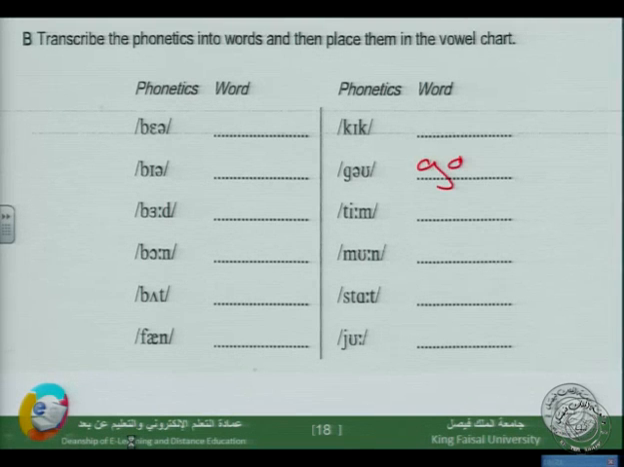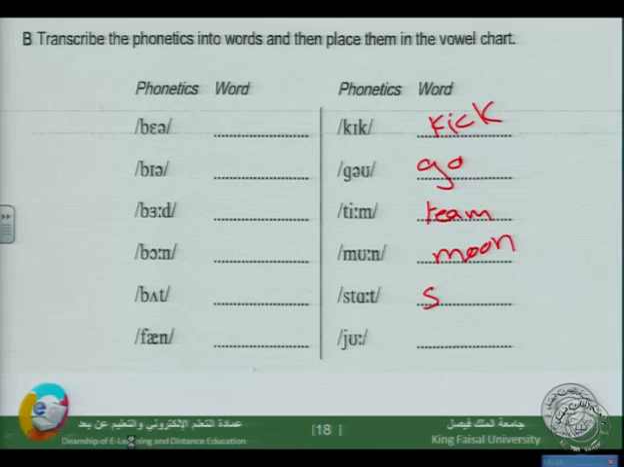Like the word go, kick, go, team, which means a group, moon, start, fan. As you can say, I'm a big fan of English language, but born, and so on.